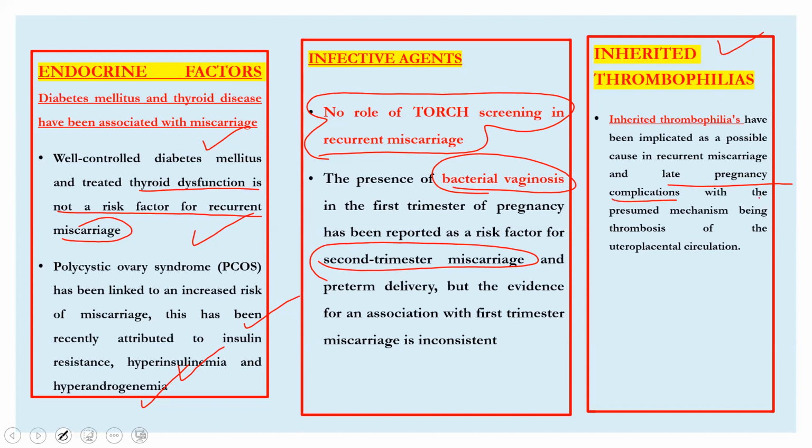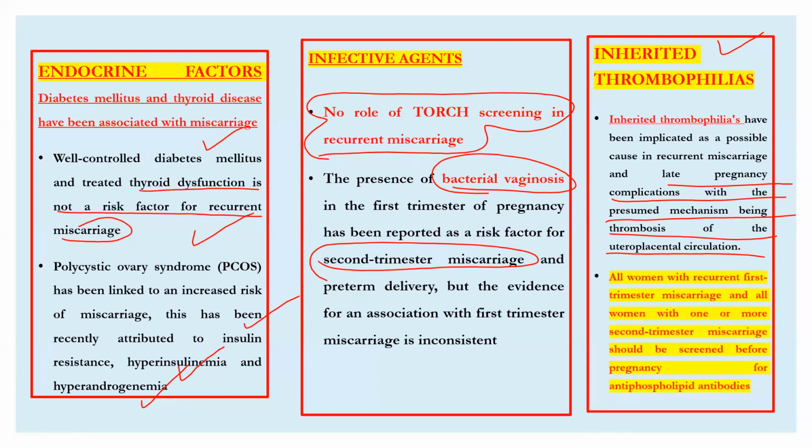late pregnancy complications, with the presumed mechanism being thrombosis of the uteroplacental circulation. And we have said earlier that yes, it is the most commonly treatable cause in terms of recurrent miscarriage. So all women, let me repeat, all women with recurrent first trimester miscarriages and all women with one or more second trimester miscarriage should be screened before pregnancy for antiphospholipid antibodies.